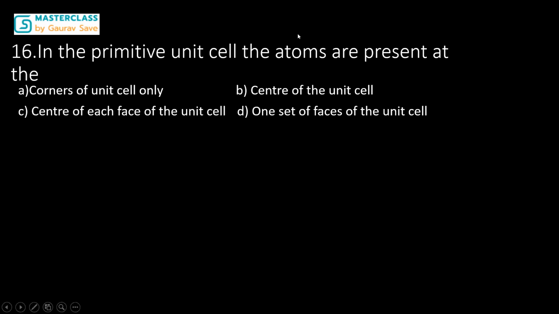Hello everyone, let's start with question number 16 of solid state from NOST. Now, in primitive unit cell, the atoms are present at the, so we all know primitive unit cell means which type of unit cell. In simple cubic unit cell, atoms are present at corners. So it looks something like this. And at each corner, there is one atom whose contribution is 1/8. Okay? So corners of the unit cell only is the correct answer over here.